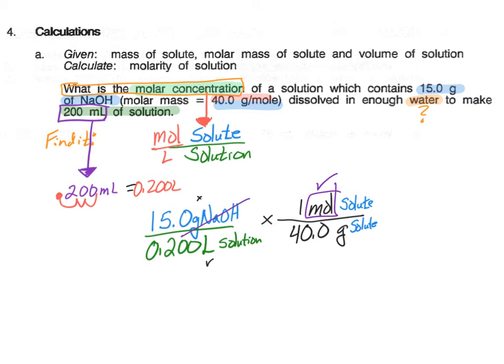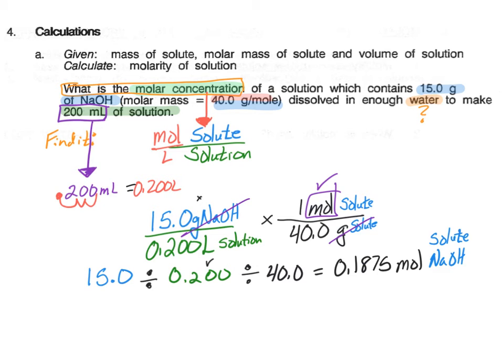Now we just have to put it into our calculator, and in this case, we're going to take our 15 divided by 0.2, and then divide that by 40, and we will find that you end up with 0.1875 moles of NaOH per liter of solution.